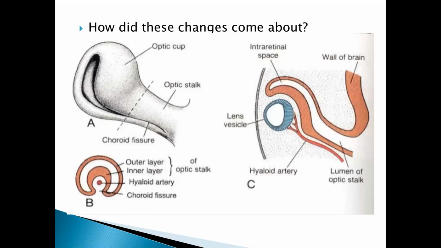How did these changes come about? So if you remember, the eye is formed by the extension of the forebrain, which is called the optic vesicle. So it starts as optic vesicle, and then the optic vesicle invaginates like this to form the optic cup, right? And when it invaginates, a bit of the skin or surface ectoderm also gets pinched off, and that forms the future lens. And the lens gets its blood supply by a vessel that comes in just under the optic cup. So now the optic vesicle is forming into an optic cup, right?